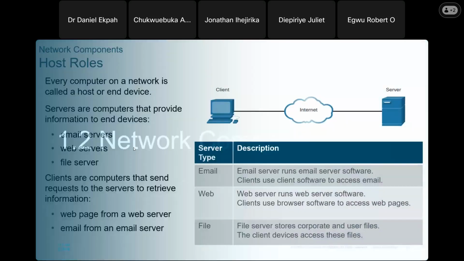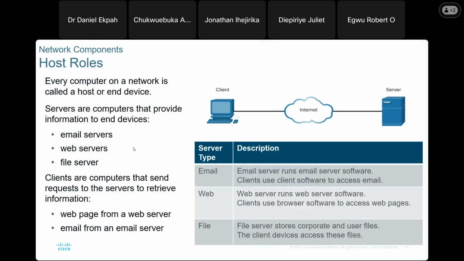So let's look at network components. Host roles. Every computer on a network is called a host or an end device. We are now connected via this WebEx meeting. Our systems or our mobile devices are called end devices, or you can call them hosts. Then there are servers, which are computers that provide information to the end devices. You must have heard what servers are.